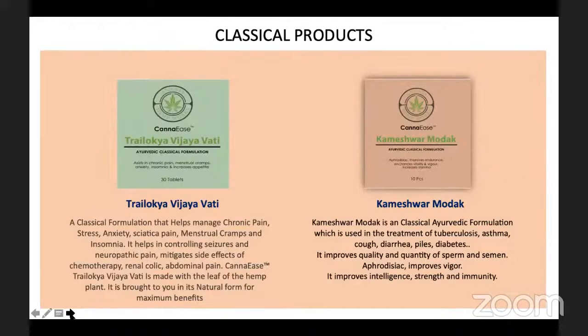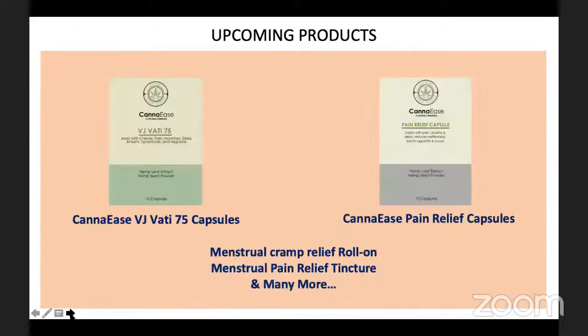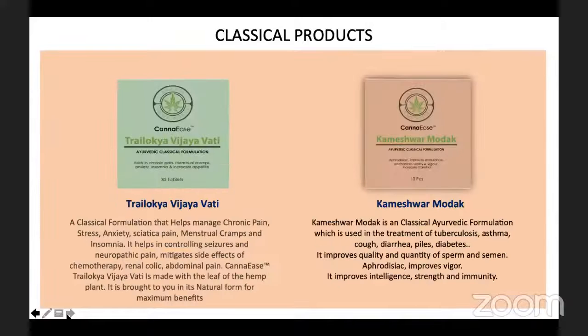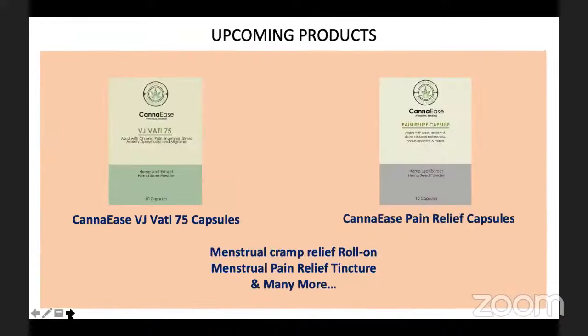The next one, which classical formulation, which we're launching, is the Kameshwar Modak, which I think should be available by the first week of March. And then going forward, under PUC's guidance, we'll launch some more also. These are the capsules. These are recent developments.